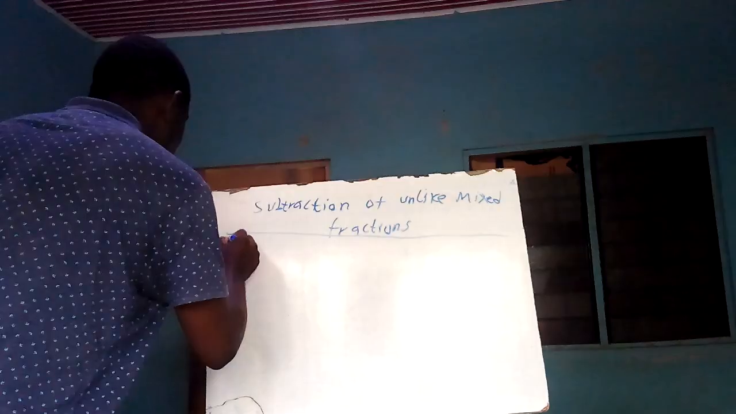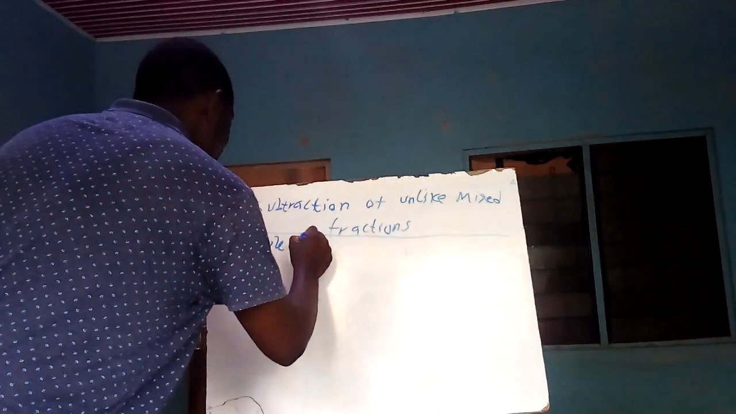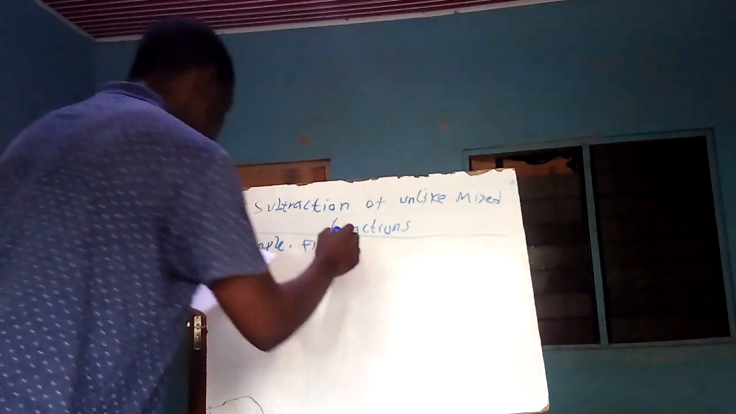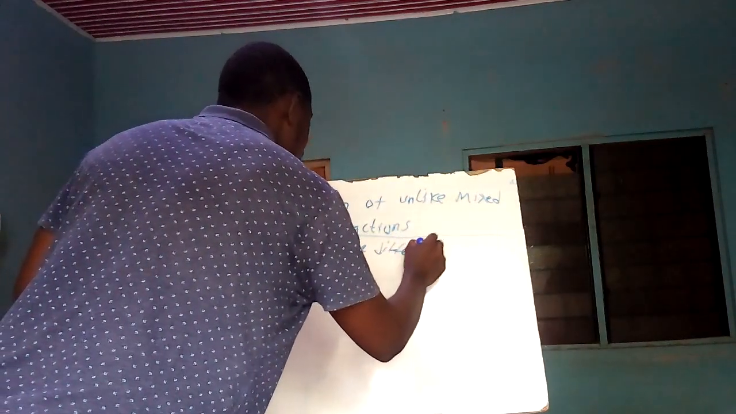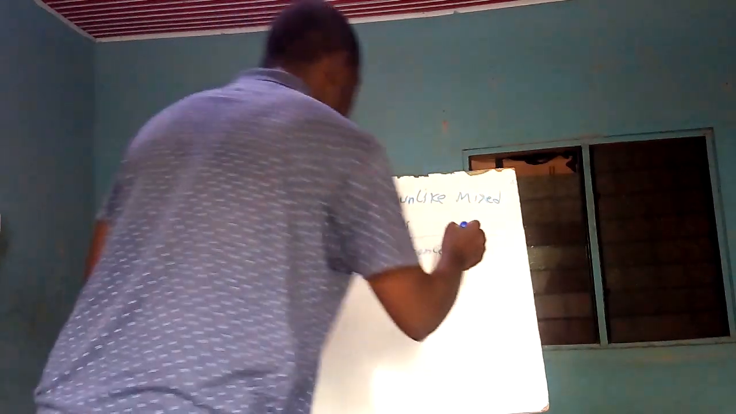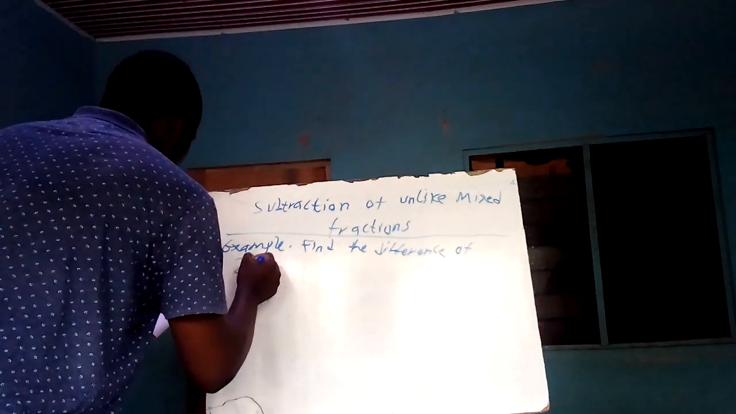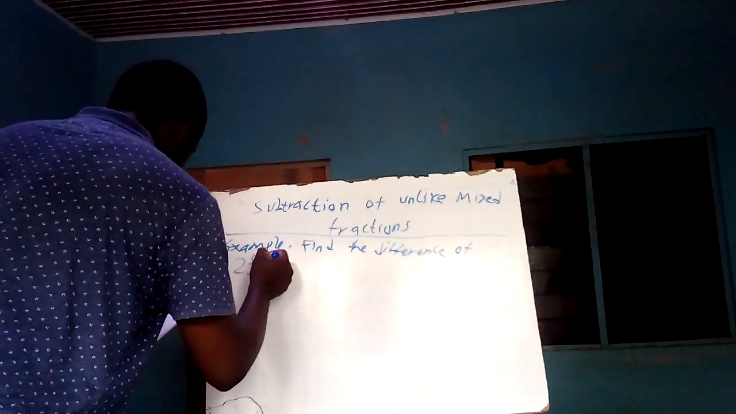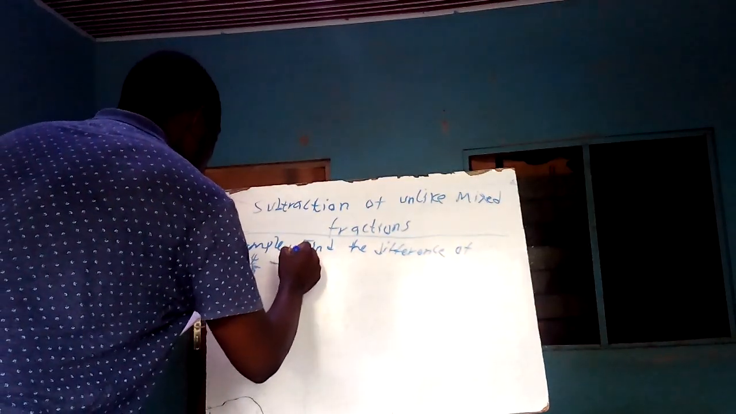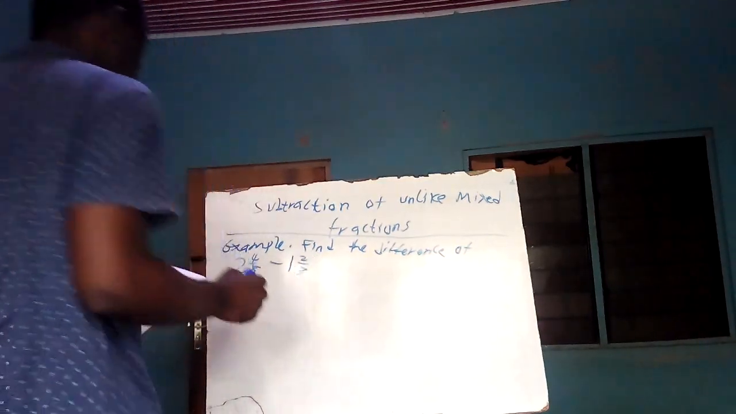Now, example. Find the difference of two whole number 4/5 minus one whole number 2/3.